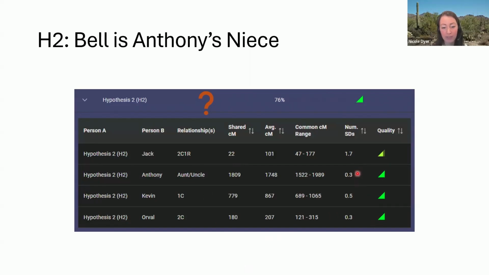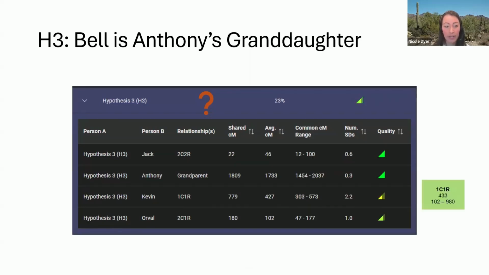And you can see that when they have a 0 in the number of standard deviations, that means it's within one standard deviation. If it's a 1.0 or above, that means it's more than one standard deviation away from the average or mean. So the next one, and the last one, is the 23% because the others all had a 0. And this one is where Belle is Anthony's granddaughter.